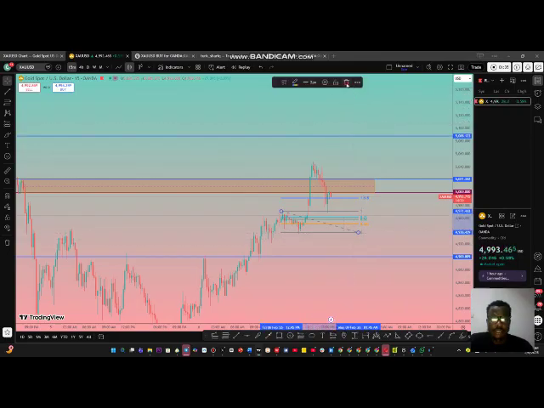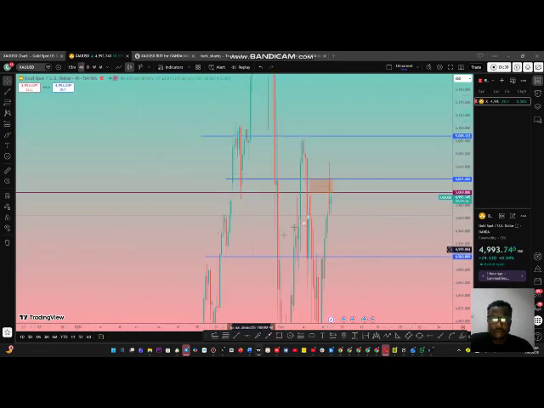So we see price reacting in this zone, price reacting in this zone, and this zone. Yes, this is my 4 hours reaction zone. Then this 5,000 price level, this 5,000 price level being marked out.